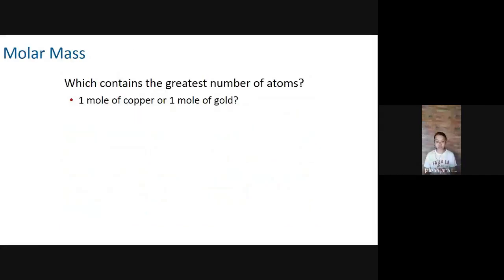So this is just a short exercise, which contains the greatest number of atoms, one mole of copper or one mole of gold? In this particular question, you have to relate the concept of Avogadro's number. Remember that one mole of any substance contains 6.022 times 10 to the 23rd number of particles. So with that, which one of the two will have the greater number of atoms?